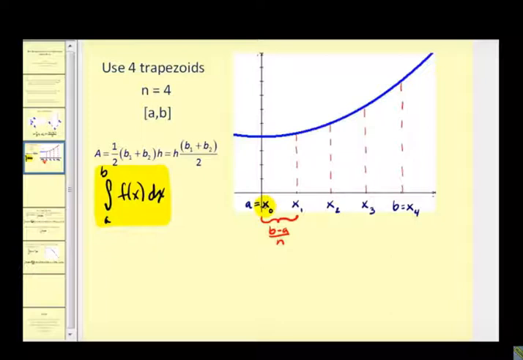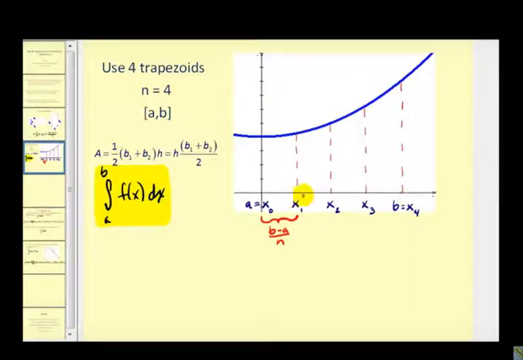a, which we'll call x sub 0. This would be x sub 1, x sub 2, x sub 3, x sub 4, which is also equal to b. Here he's calling it x sub 1, x sub 2, because there are subscripts, not superscripts, all right? We have 4 equal intervals.